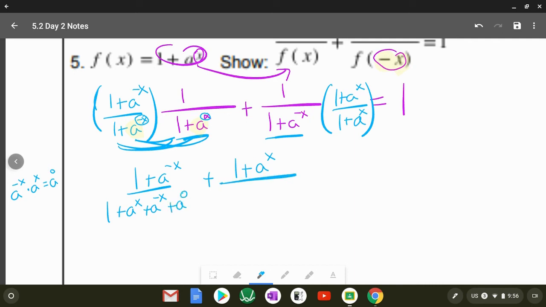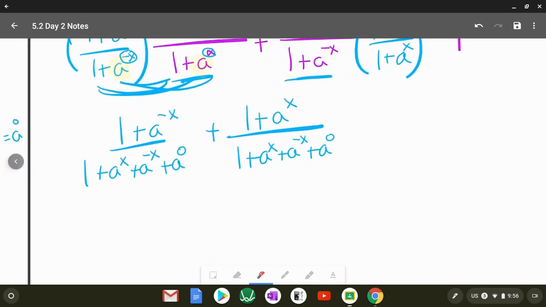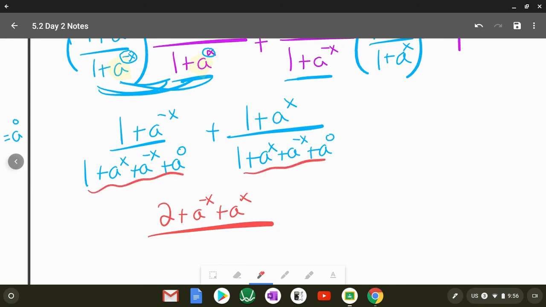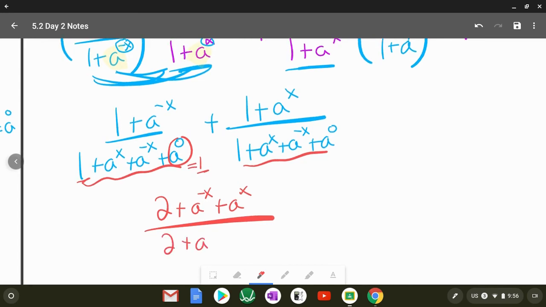And the nice thing is, again, because we had the LCDs, they're the exact same. If we go through the same double distribution, we get the same. Well, as we go through this, let's take a look at the numerators. Because we have common denominators, we can add the numerators. So we have 2 plus a to the negative x plus a to the x. And then in the denominator, we just got to simplify these matching denominators. Well, we know a to the 0 equals 1. So we have 1 plus 1, that's 2, plus a to the negative x plus a to the x.